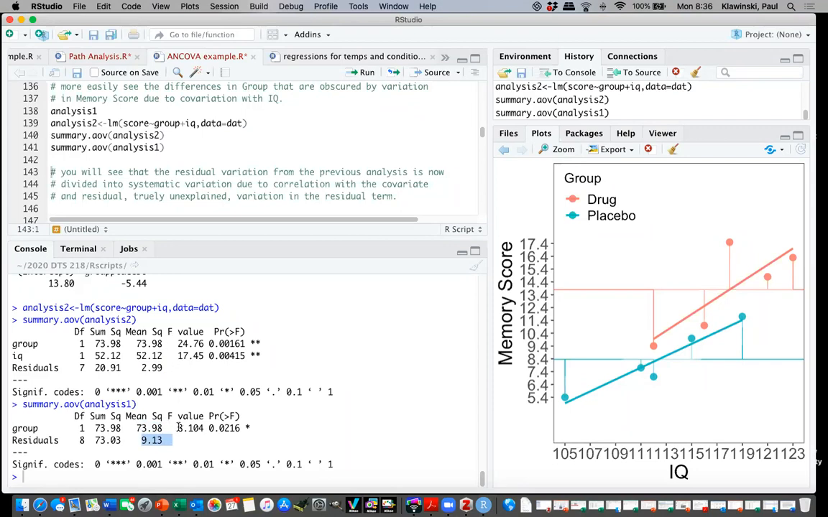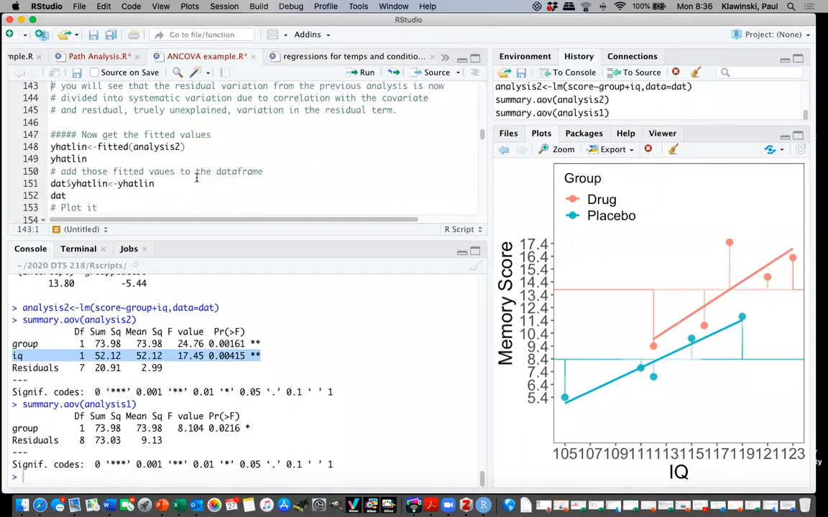Your f value goes from a small but still significant f value to a much larger and much more significant f value, because you have accounted for the correlation between memory score and IQ. Does that make sense? Yep. Okay. Anybody else have any questions?